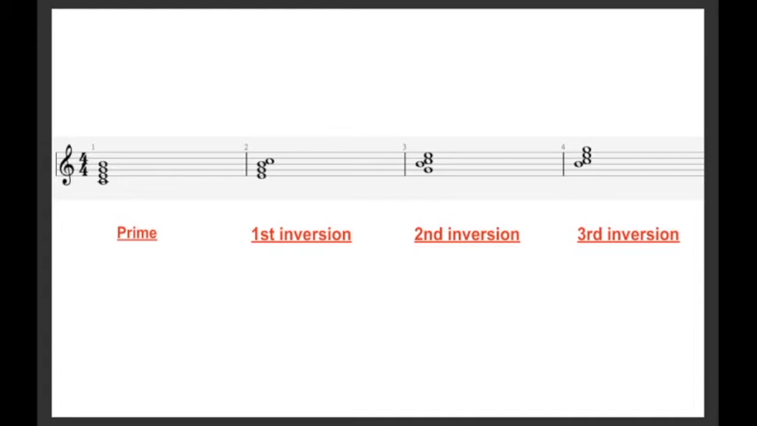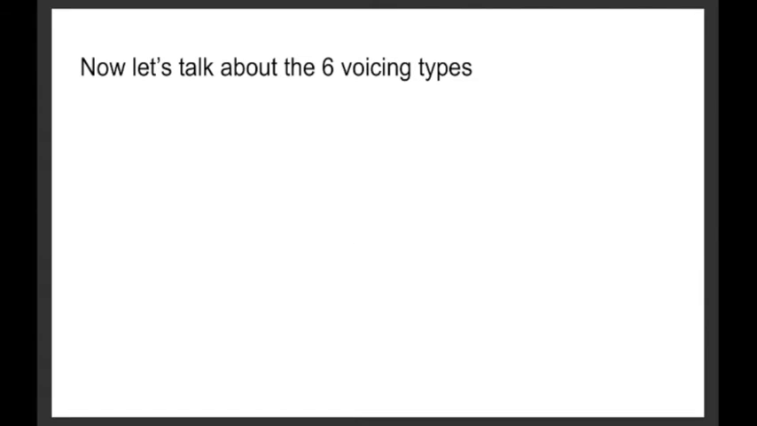Cool. Okay, so now that we have inversions out of the way, let's talk about the 6 different voicing types, and they are close. I like to say closed. I guess the idea is that all the pitches are close together, but I think of it as a closed voicing. But Mick Goodrick says close, so whatever. I'm going to call it close here. Then we have drop 2, drop 3, drop 2 and 3, drop 2 and 4, and double drop 2 and drop 3.